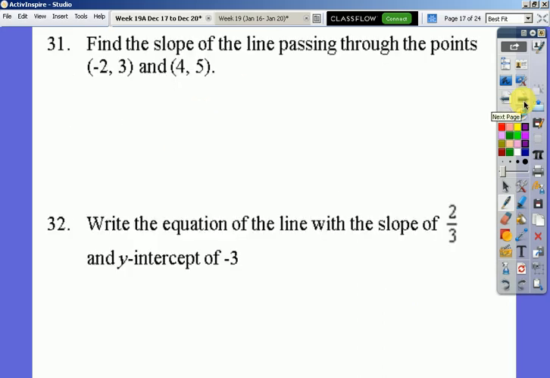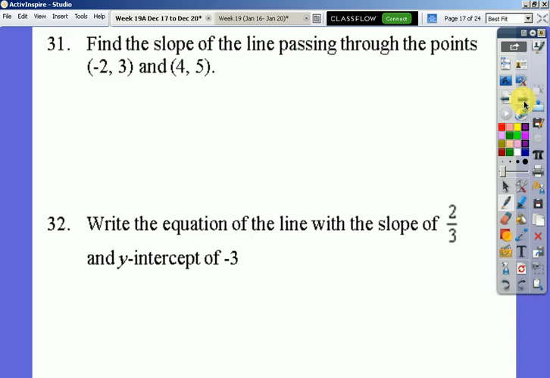Number 31 says, find the slope of the line passing through the points. You have 2 points, (-2, 3) and (4, 5). How do I find the slope between those 2 points? y2 minus y1 over x2 minus x1. It doesn't matter which y you start with. You can start with whatever y you want as long as your x is in the same position.